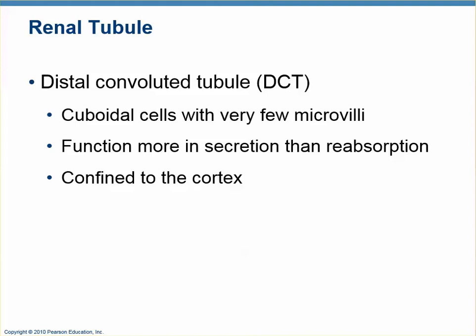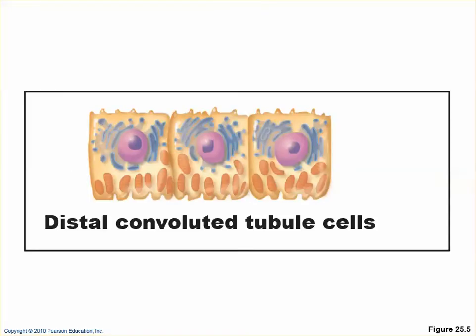It's probably got more to do with secreting potassium and getting rid of the excess potassium than really absorption. Now, this again is found in the cortex, rather than the medulla, and the cell walls look the same. And you'll notice that they look a lot like the proximal convoluted tubule, lots of mitochondria because of metabolically active sodium-potassium pumps.